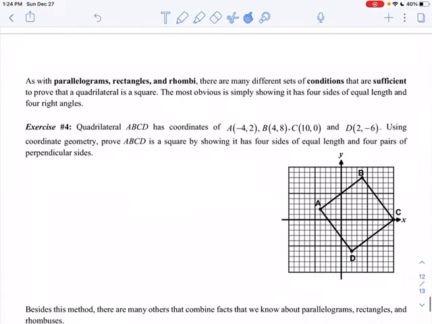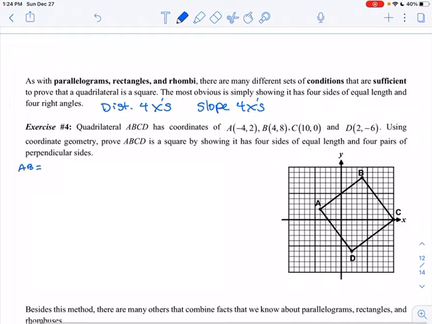All right, as with parallelograms, rectangles, and rhombuses, there are many different sets of conditions that are sufficient to prove that it's a square. The most obvious is simply showing that it has 4 sides of equal length and 4 right angles. So if you wanted to prove that something was a square, you would have to do the distance formula 4 times, and you would have to do the slope 4 times to show that it has a right angle.